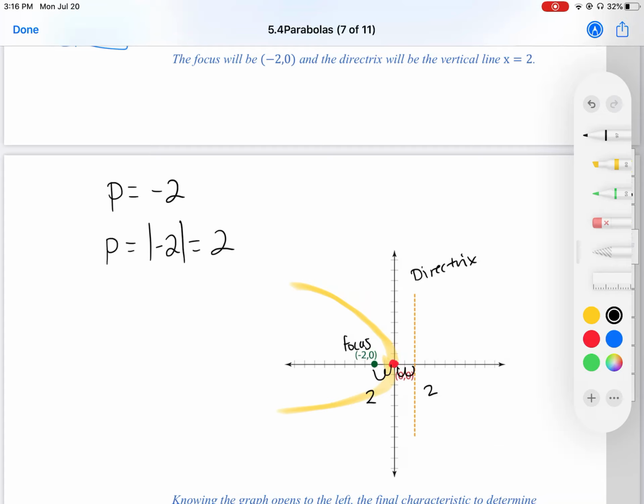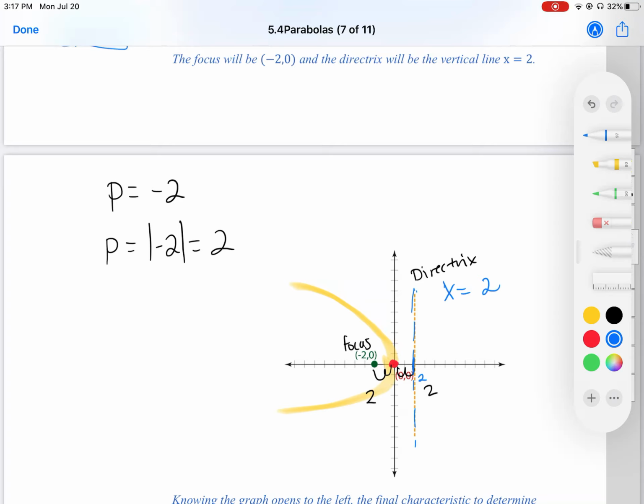The directrix doesn't go through the parabola. If it were to go through, that would be your axis of symmetry. So this is not your axis of symmetry, it's your directrix. It runs alongside your parabola. So if my parabola opens left or right, my directrix is forced to be up and down. So it will be the line x equals 2.